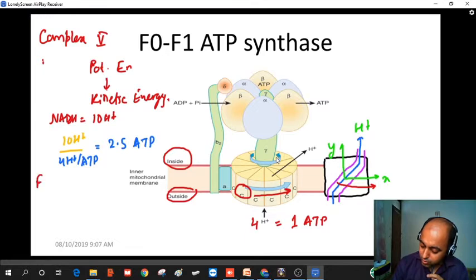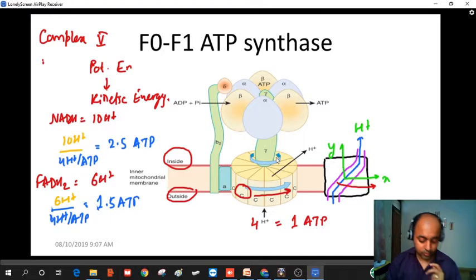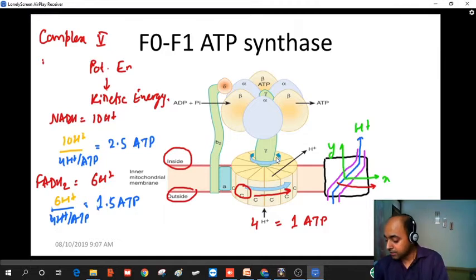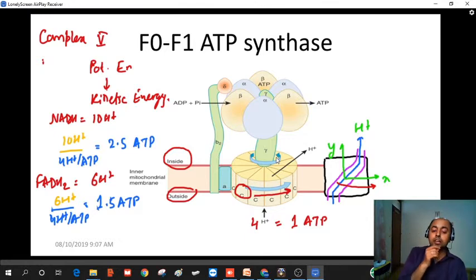If you start with FADH2, you get 6 protons. So in this case, the answer is 6 protons upon 4 protons per ATP, and your answer is 1.5 ATP. So this proton gradient will be dissipated through the F0 F1 particle, resulting in the synthesis of ATP. The potential energy is converted into the kinetic energy because the channel is at a tilt.